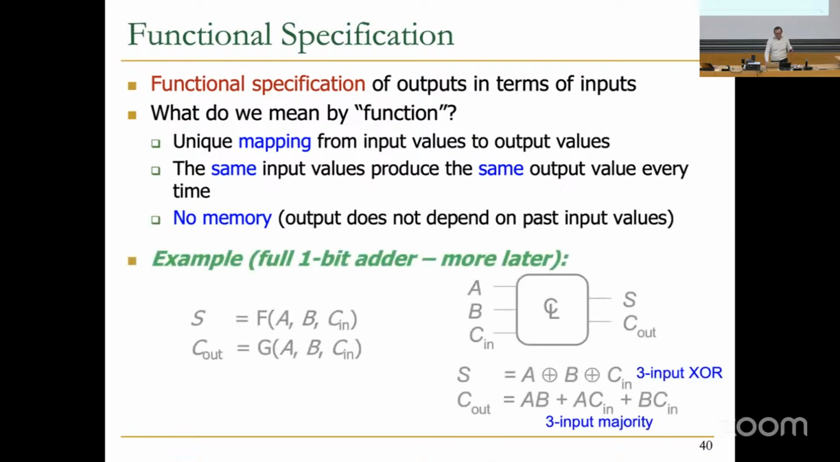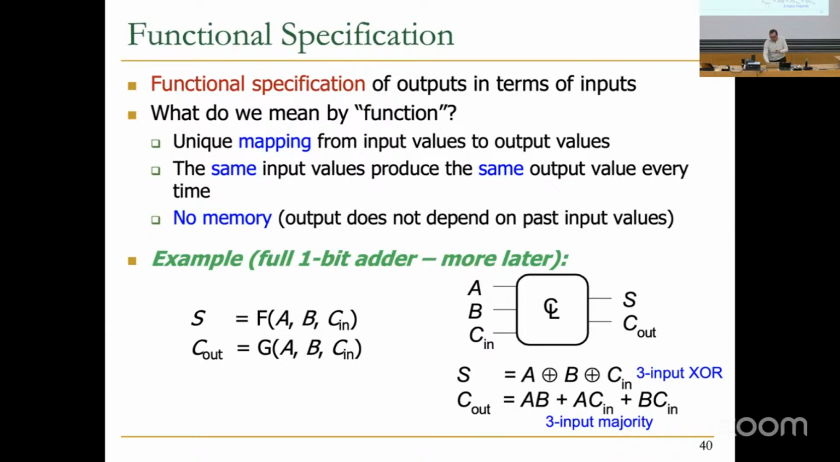So this is an example of a full one-bit adder. We're going to see this more. But if you would want to do one-bit binary addition, you add two things, A and B, and then you have a carry in, and you compute the sum, and you also compute the carry out. Just like you do decimal addition, you do binary addition, right? You've seen binary addition before.